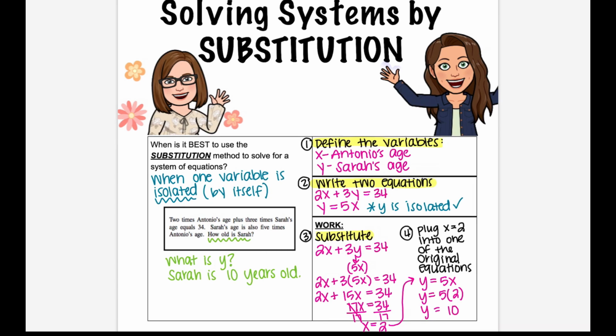Now, there's another way that we can write the solution of a system. We've already looked at this when we looked at graphing, but the solution overall to the system would be the point (x, y), which was (2, 10).